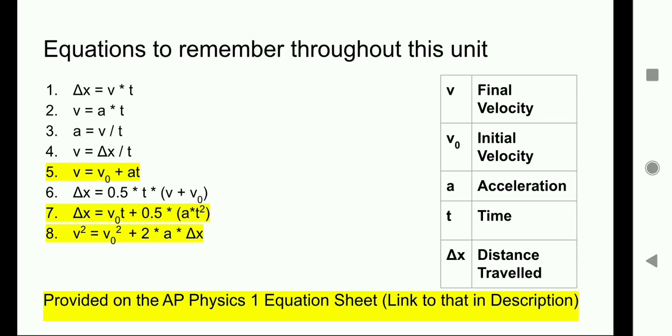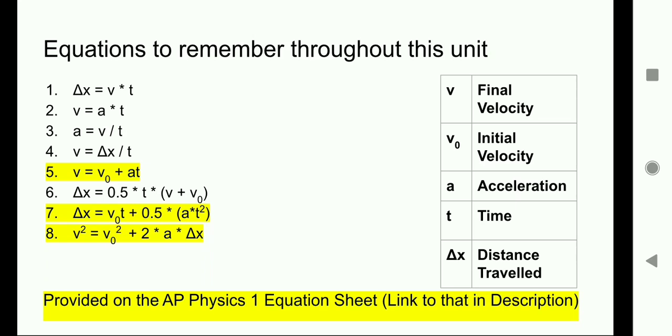So we also have delta x is equal to 1/2 times t times (v plus v0). So that is an equation that can help you, assuming you don't have specific variables. You will need to memorize this because it is not in your equation sheet, but yeah, you should memorize that one. Then you have delta x is equal to the initial velocity times time plus 1/2 acceleration times time squared. So that equation does show up on your equation sheet.